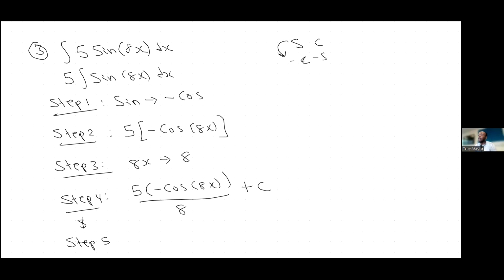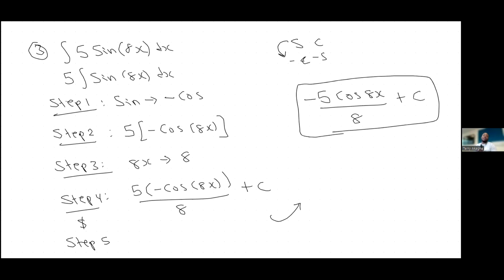Or you can write it in a more simplified form. You can write it as minus 5 cos 8x divided by 8 plus c. So if you want to write it to be more fancy, you can write it like that, but you can also leave your answer like this. It's exactly the same thing.